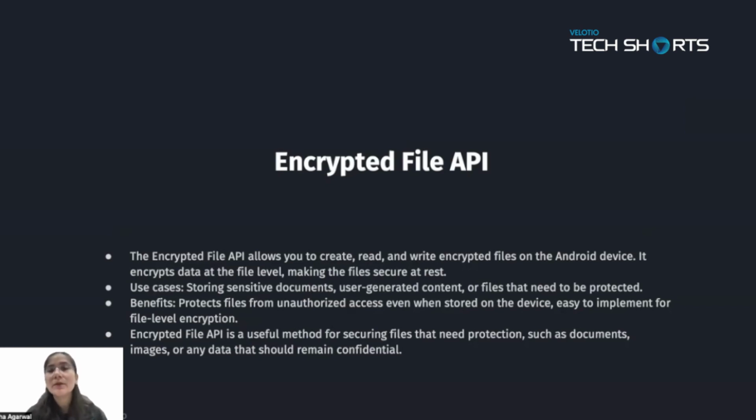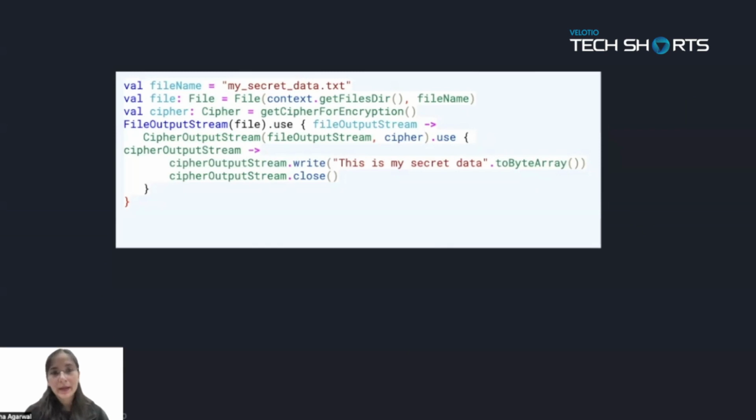This is a useful method for securing files that need protection, such as documents, images, or any data that should remain confidential. So here we are using the encrypted file API, which is being used to create and work with encrypted files. Here, first of all, we are initializing a file, where we're specifying the file name and creating a file object in the app's private directory for storing encrypted data.